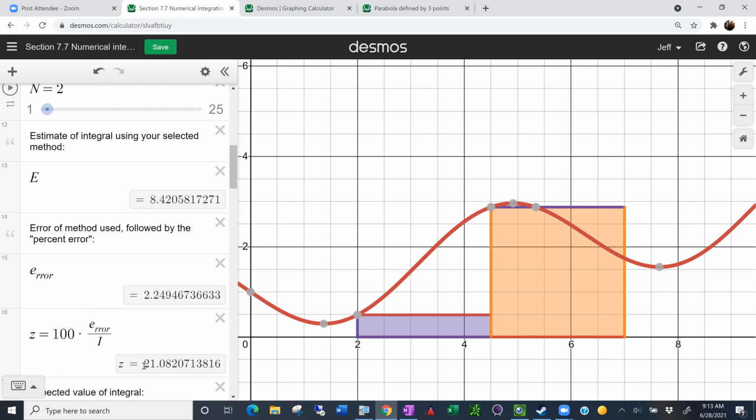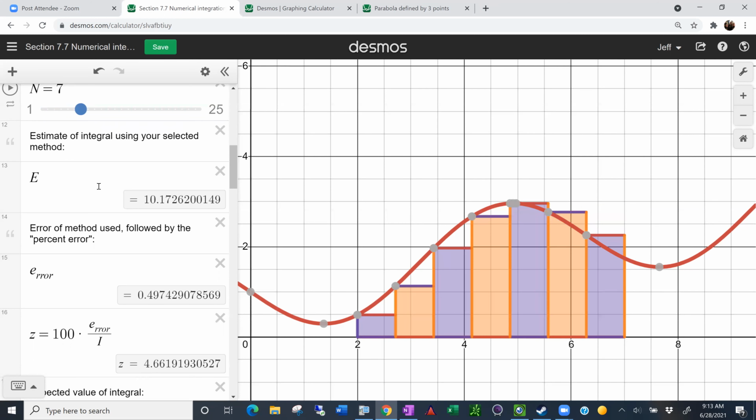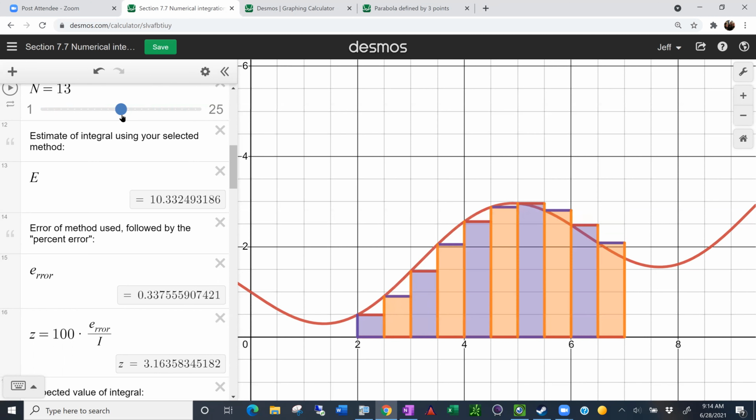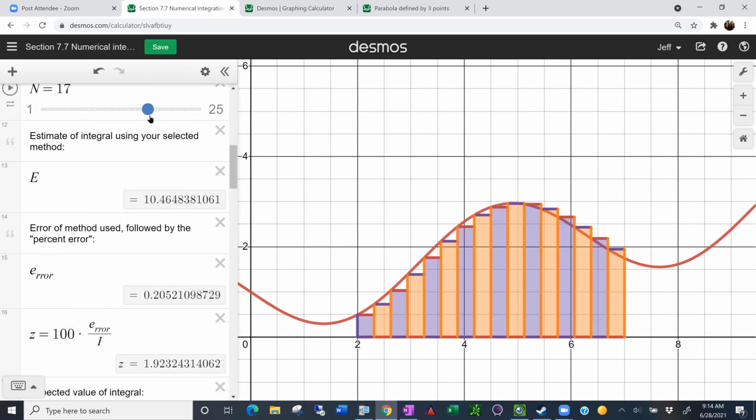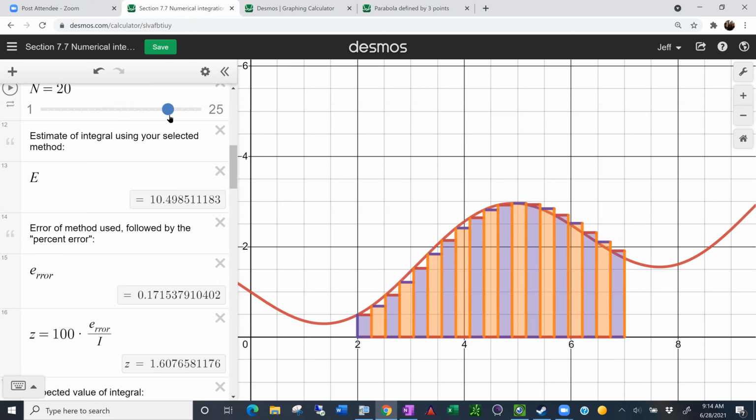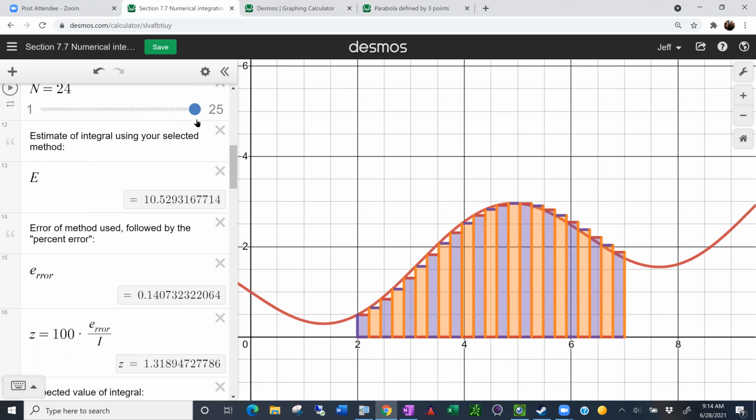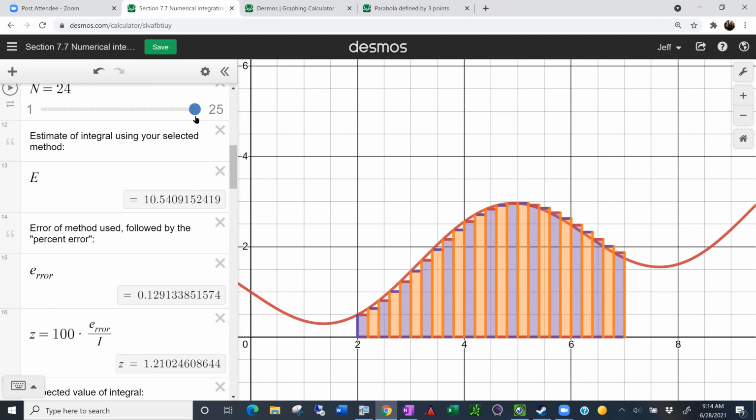In fact, we got a 21% error in our estimate if you actually compared it to the real value. So you start adding more rectangles and get better and better estimates. Now we've got the error down to less than 5%. That's not too bad. But even if you dial it all the way up, adding more and more rectangles, you're still not going to get down to less than 1% with 25 rectangles.